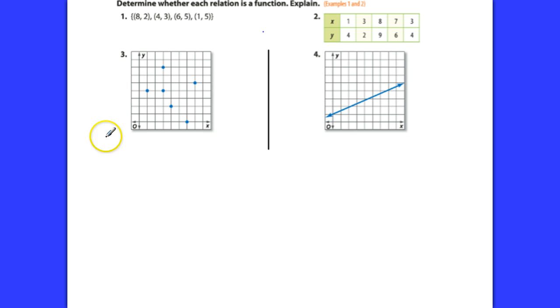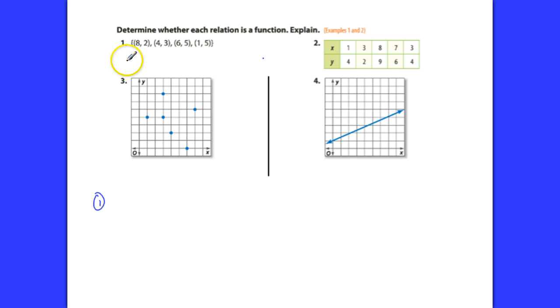Well, probably the easiest way to do this is to work out number 1 down here. Watch what I do here. So the first part here, number 1, basically the domain are all the x values. So all of the domain, you have 8, 4, 6, and 1. So that's the domain. Now the easiest way to do this, again, we are answering the question, is this a function? The domain we typically put in order, so I'm going to go 1, 4, 6, 8.